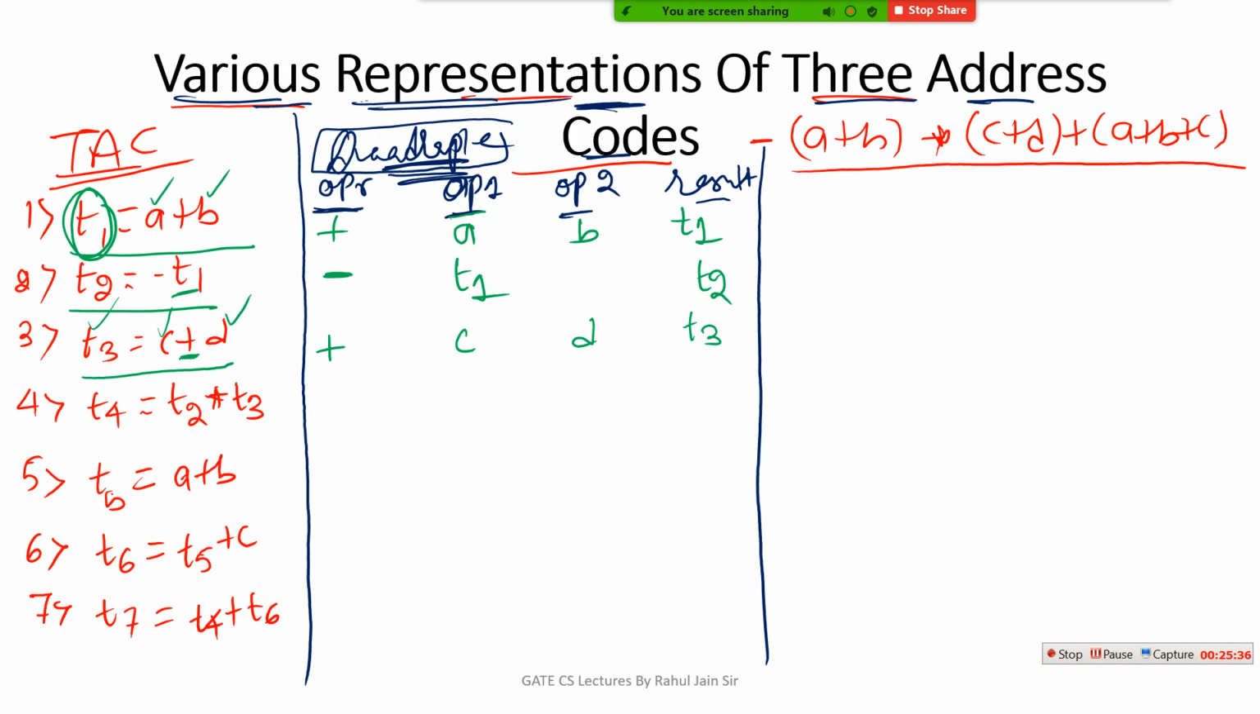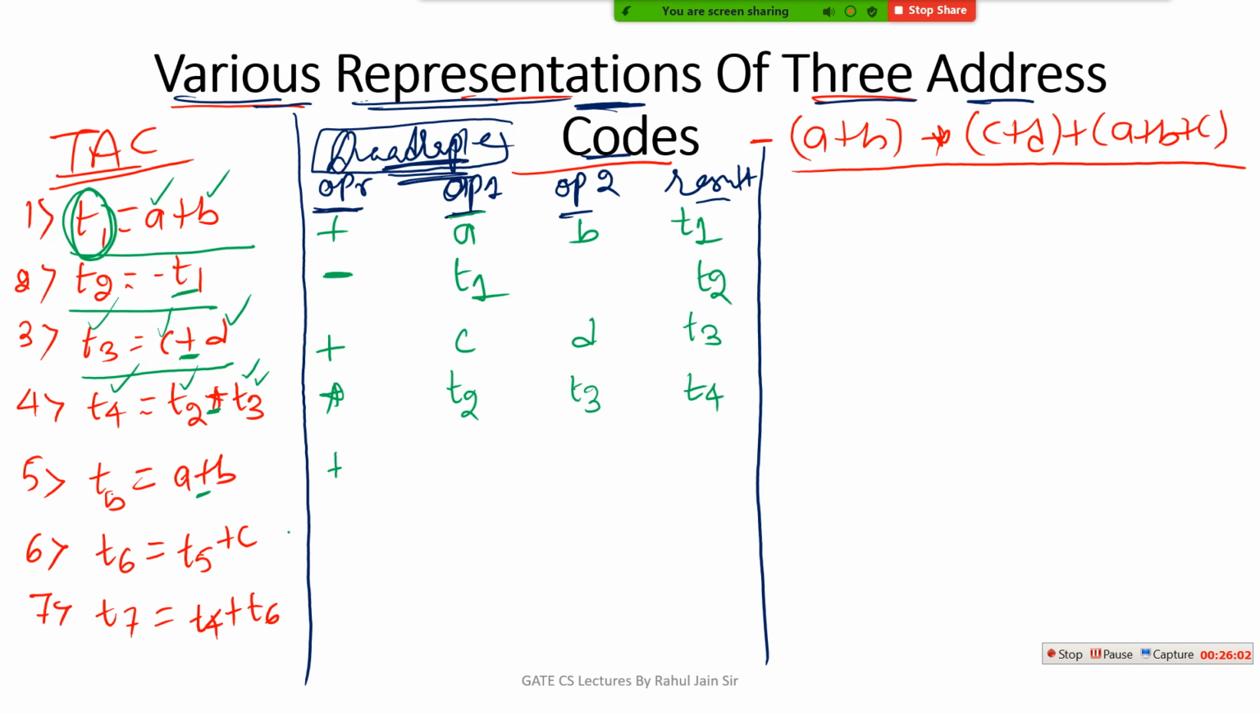Next one, what operation is there? Multiplication operation is there, so I will put multiplication here, and operand 1 is T2, so I will put T2 here, and next T3 is operand 2, so I will put T3 here. The multiplication of T2 and T3 will be put into T4, so T4 would be here, because T4 is holding the multiplication of T2 and T3, right?